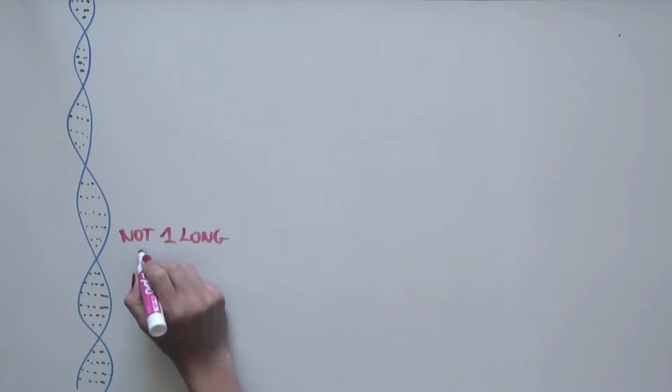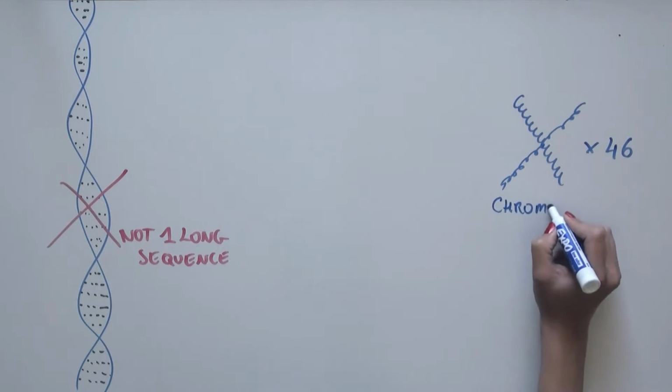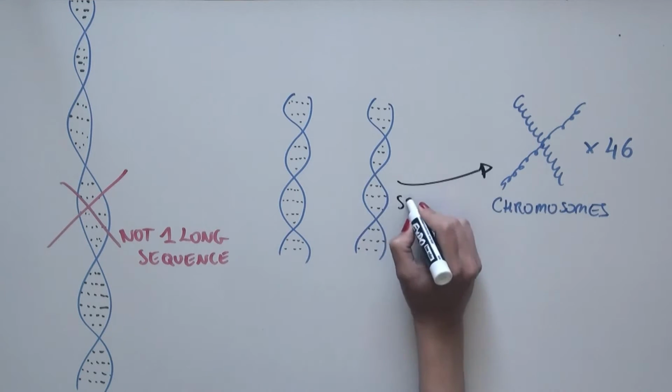DNA is not one long sequence. Instead, DNA is organized in 46 chromosomes, which consist of different strands of DNA twisted on themselves.